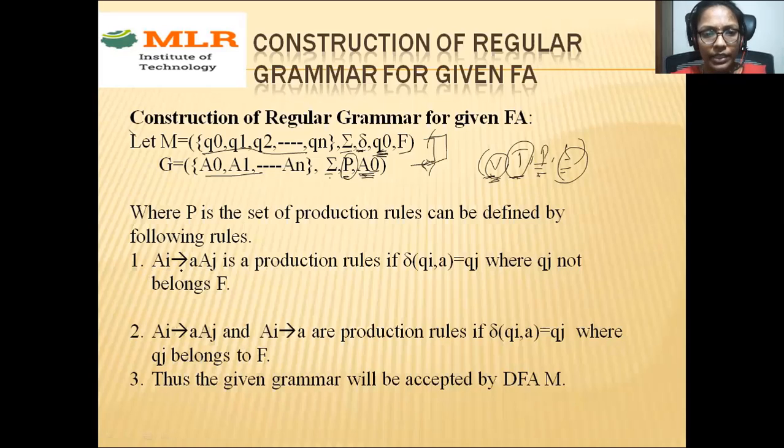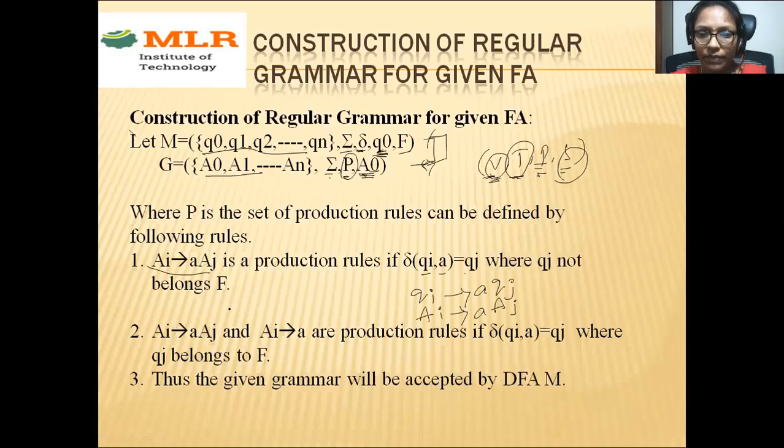For example, Ai tends to aAj is a production rule. When can I write this production rule? If Qi on a is going to Qj, then what can I write? I can write Qi on a going to Qj. Like this I can write. So instead of Q, you can take A here. So what I'm taking here: Ai on a, where it is going to Aj, where Qj does not belong to F, that means Qj is not a final state. So for all the normal states, you need to follow this transition rule.